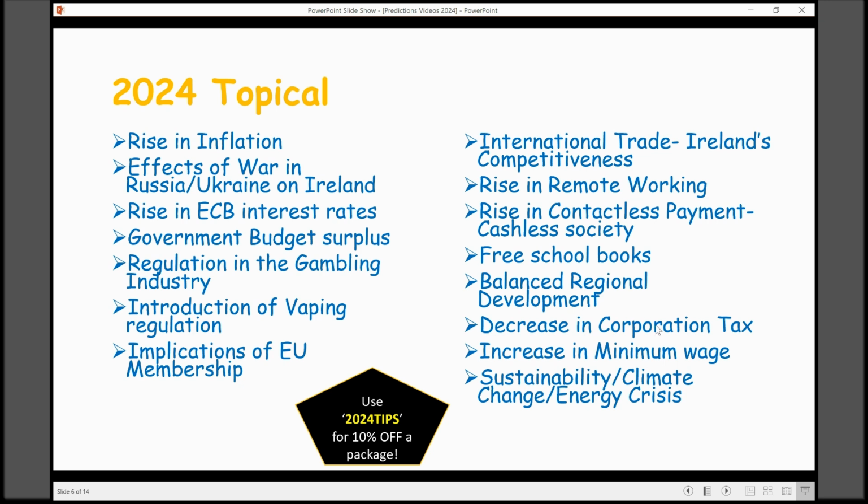Decrease in corporation tax, which has been very flagged, has been very topical, increase in minimum wage, and then things like sustainability, climate change, the energy crisis, etc. So these are things that are done out in detail in the booklets, 15, 16, 17 pages of information here. So I'll have the answers done out, H1 style answers for each of these.